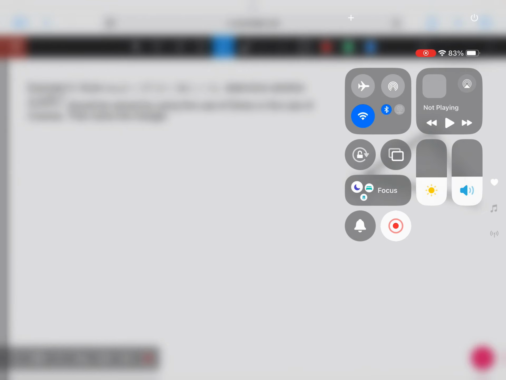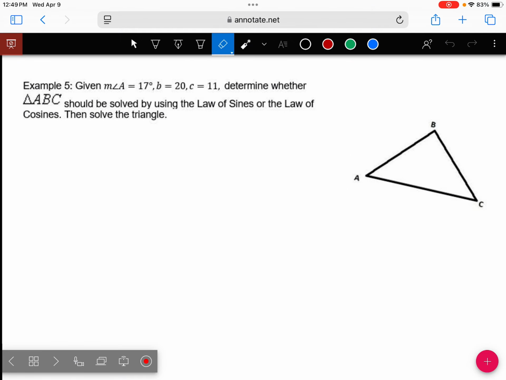Is it the law of sines or is it the law of cosines? So we know that big A is 17. And then I know that little b is 20. And I know little c is 11. So what should I use? Is this a law of sines or a law of cosines? What do you think?